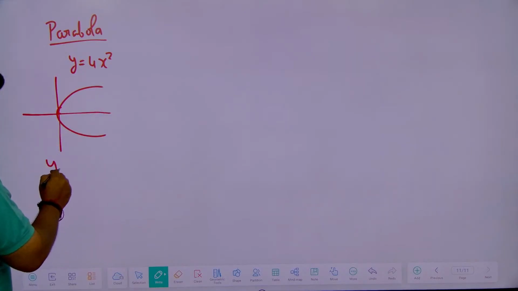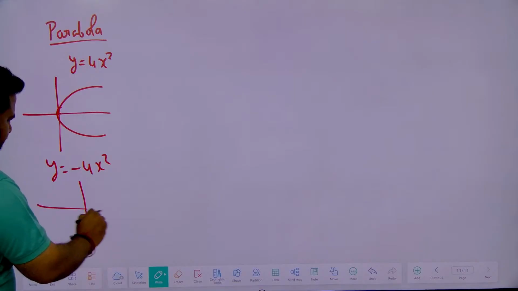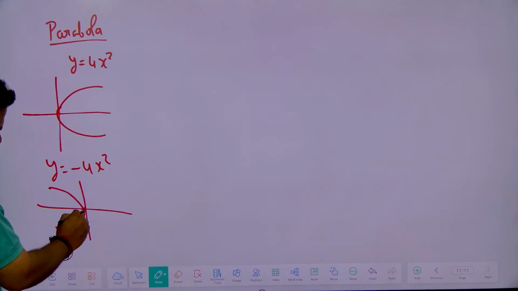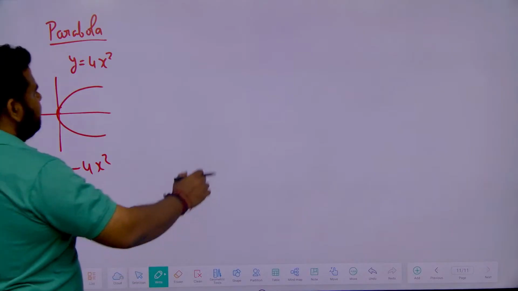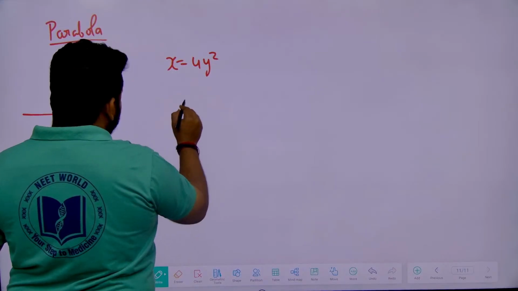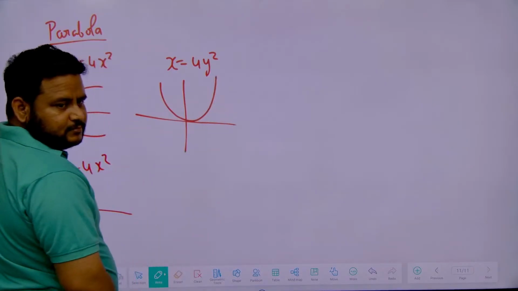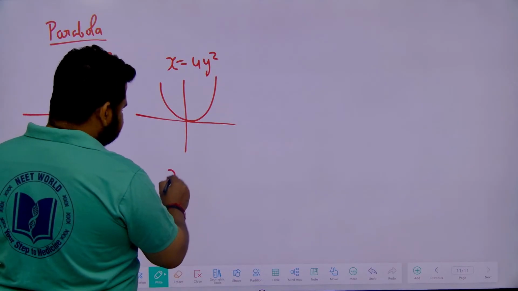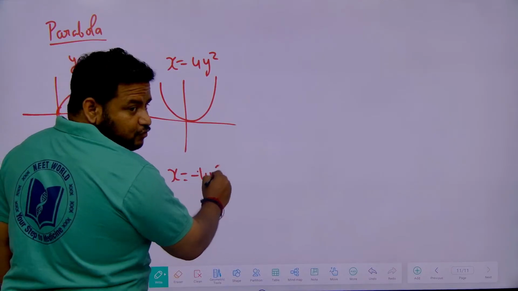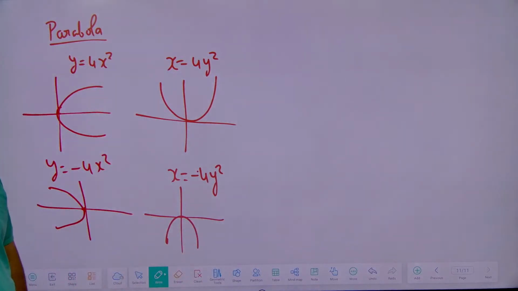If you are having y is equal to minus 4x square, what will happen? You will get the negative direction of x axis. So negative direction of x axis is y is equal to minus 4x square. Similarly, instead of y, if you are having x is equal to 4y square, what will happen? Instead of right and left, you will get up. This is the parabola. If you are getting x is equal to minus 4y square, what will you get? Down. That's all. Got it? You make a note of it. Important, you should know.